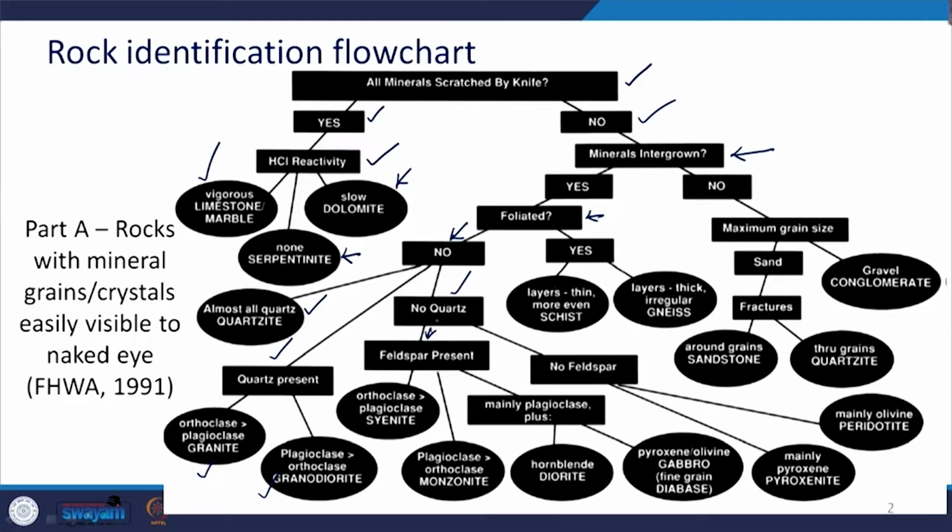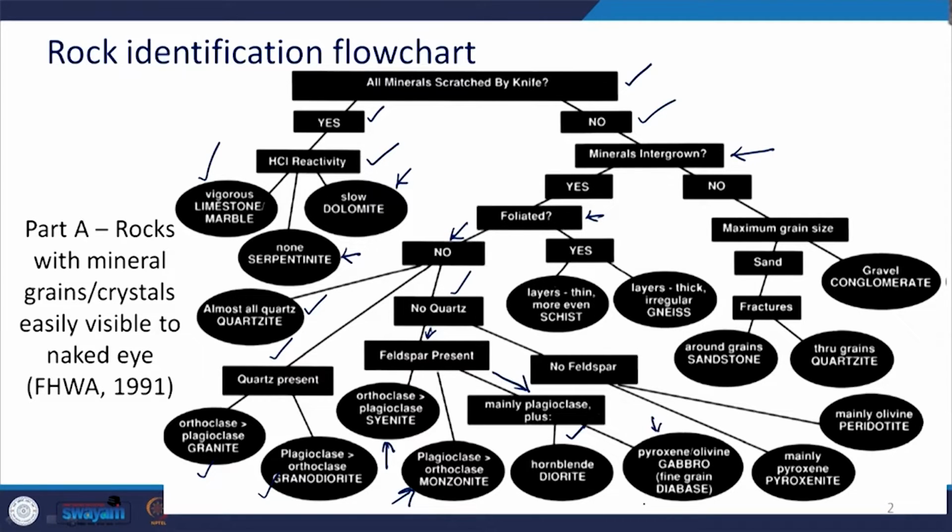If there is no quartz, and there is feldspar present, then again we need to check whether orthoclase is more or plagioclase is more. Accordingly, we will have either syenite or monzonite. If feldspar is present and there are mainly plagioclase plus hornblende, then it is diorite. If it is pyroxene, olivine, then it is gabbro.